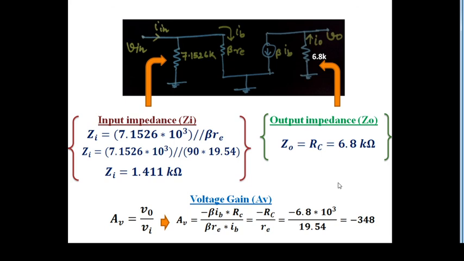But if there is no capacitor, for the unbypassed capacitor case, we will go for the other video lecture. In that I will make all this for the unbypassed capacitor.